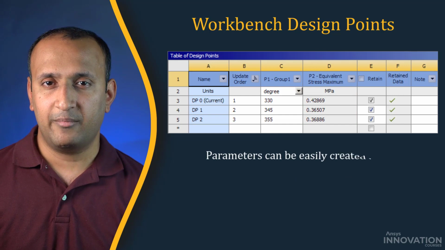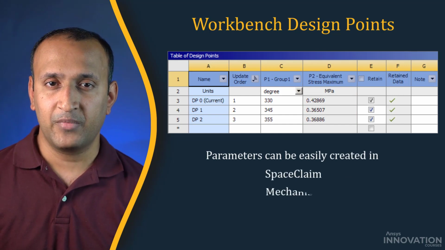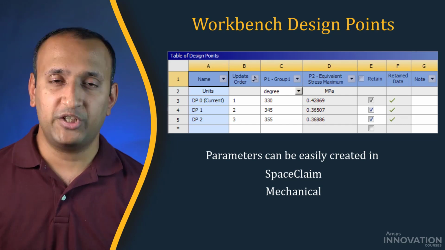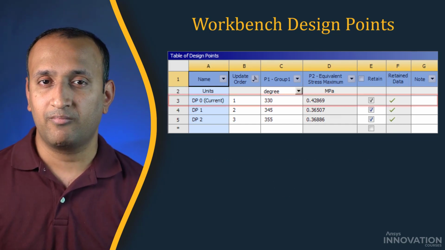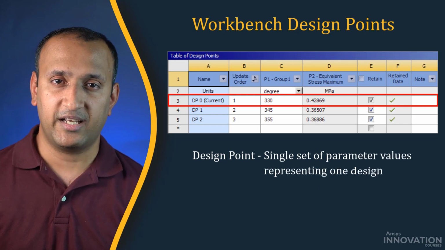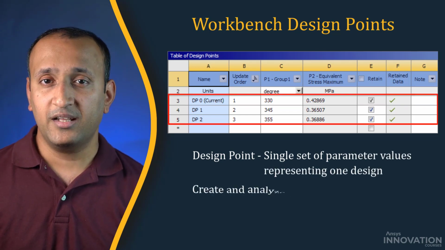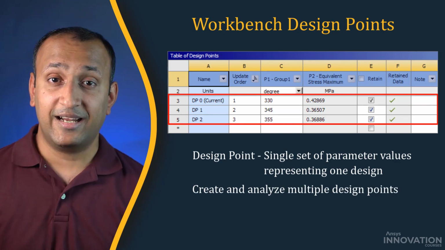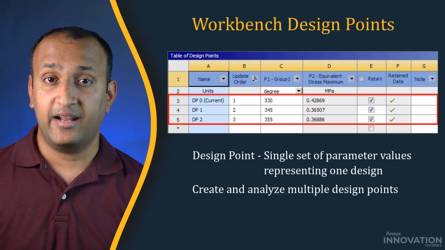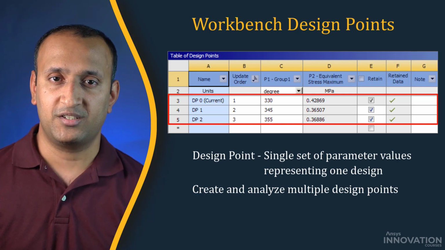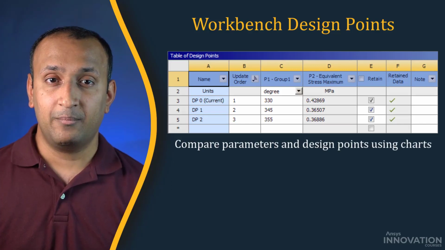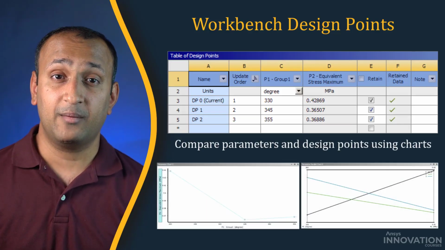Features can be easily parameterized for the model in CAD software, specifically in SpaceClaim and in Mechanical by just a click of a checkbox. A design point is a single set of parameter values representing one design. By varying the input parameters and calculating the corresponding outputs, multiple design points can be created and analyzed using the table of design points. The design points can be compared with the help of parameter chart and parameter parallel chart.